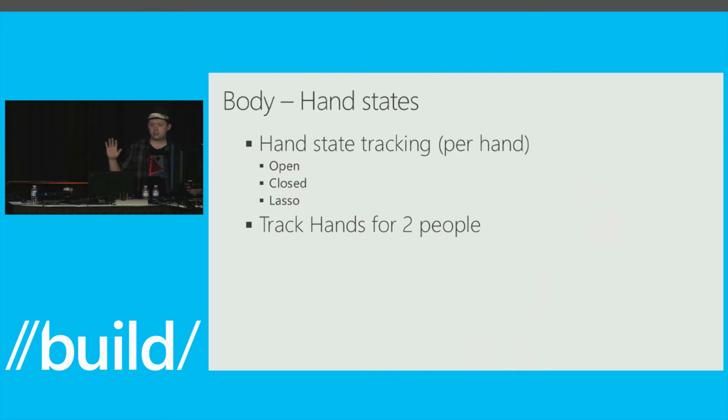I have hand states, 3 that we're tracking, so open, closed, and lasso. And we track hand states for up to 2 people at a time. So you still do have some choices in the API about where you're targeting your sort of area of interest.